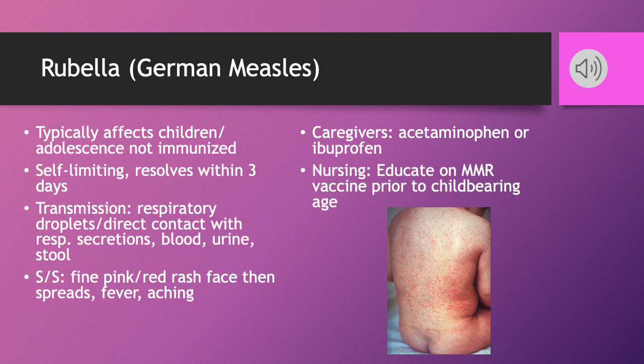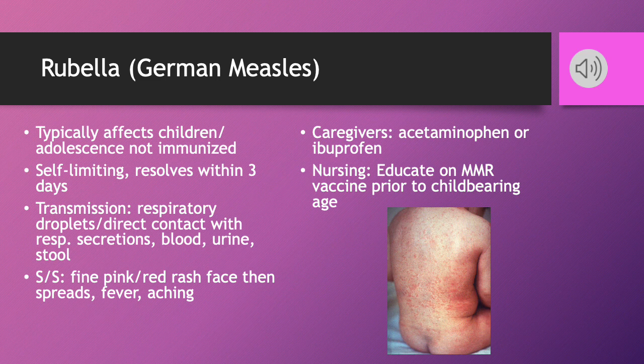Moving on to rubella, which is also called the German measles. This is a rash that is pretty similar to measles, with that same kind of rash, but it's a different illness. It typically affects children and adolescents that are not immunized. Again, it is a self-limiting disease that usually resolves within 3 days. Sometimes it can last up to a week.